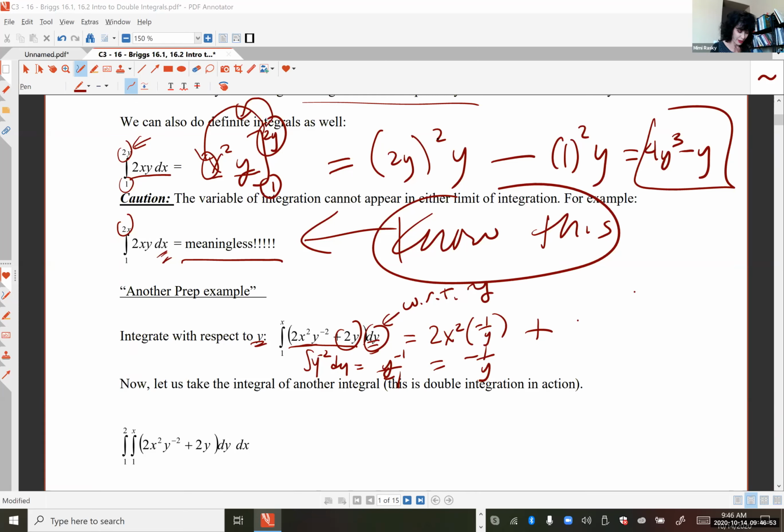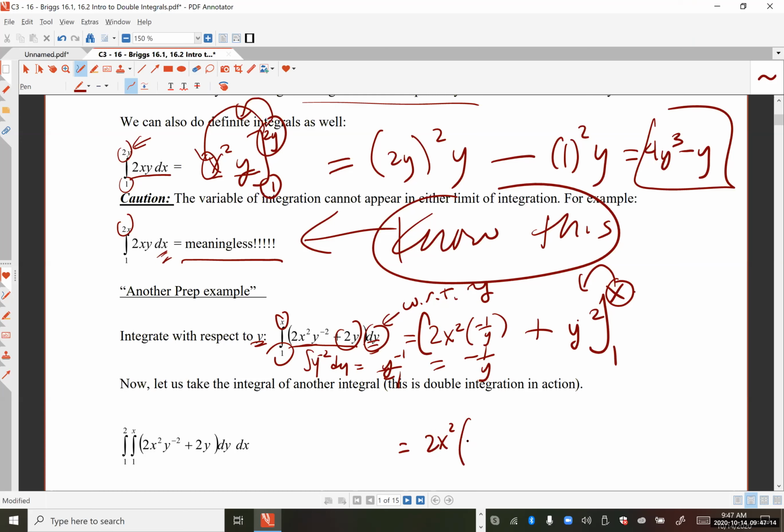Okay, so that was not hard. Now, you're not done because this is a definite integral. So don't put plus c or anything like that. You're going to put brackets around here, and you're going to evaluate it between the limits of 1 and x. So you're going to substitute x in, and where do I substitute my x? In x's or y's? Y's.